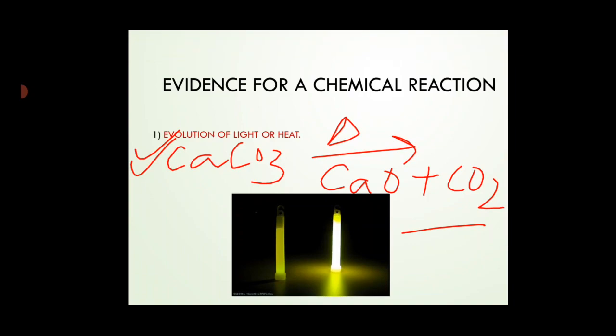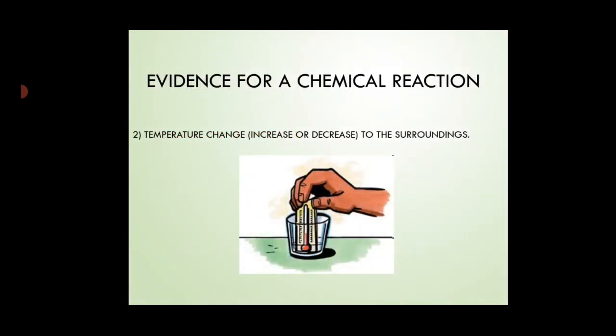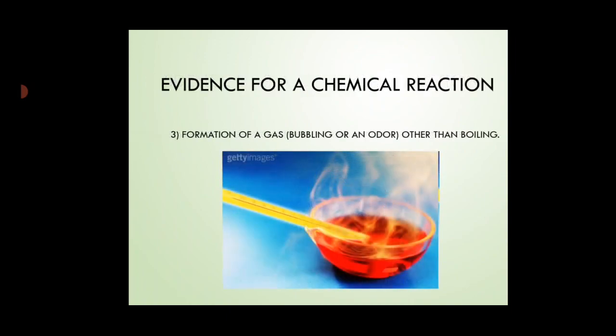Let's see some more evidences and observations which we observe during a chemical reaction. Second observation is temperature change. Many times we observe the change in temperature of a chemical reaction. Now the third one is formation of gases. There are many chemical reactions in which the release of gases is there.